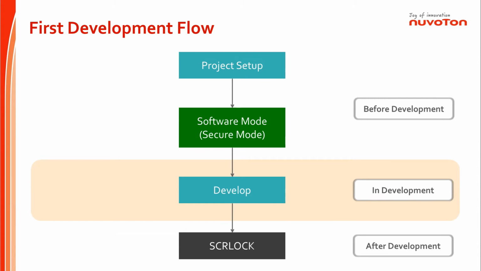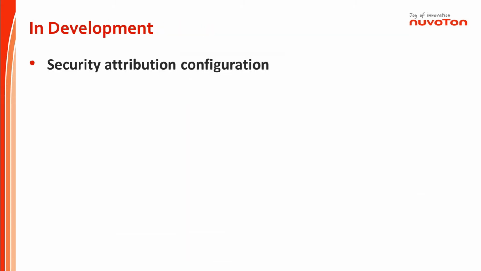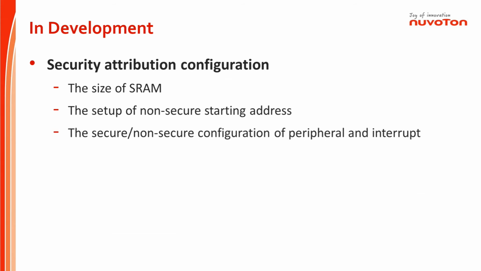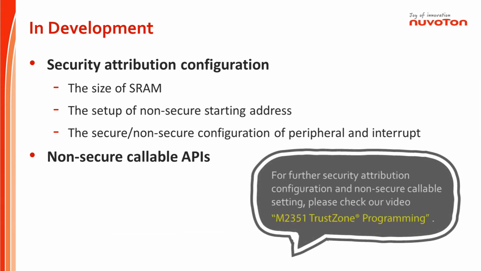In development, the first developer must configure security attributions. For example, the size of SRAM, the setup of non-secure region starting address, and the secure or non-secure configuration of peripherals and interrupts. In addition, the first developer must use non-secure callable to pack APIs built in the peripheral that is secure configured for non-secure use. The above mentioned the environment setup and the usage of non-secure callable for the first developer before or in development. Please refer to the TrustZone programming document for details.